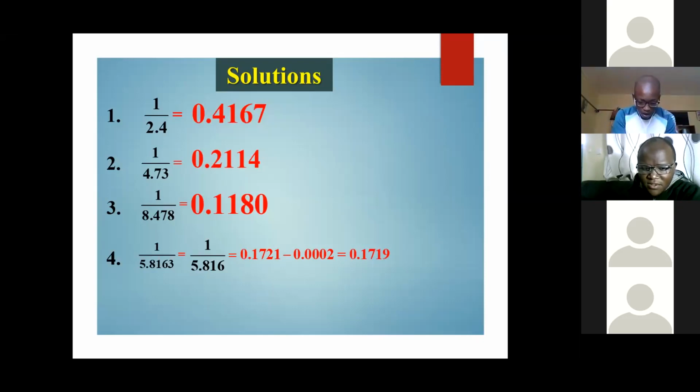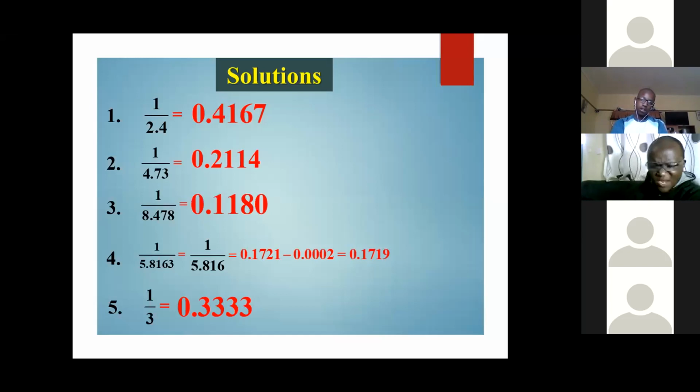So what you needed to do first is to do the rounding off to 5.816. And then you read out the values from the table. And the mean differences column, you have to subtract 2 at the end. Then 1/3 is 0.3 recurring, so 0.3333. I believe that is what you got. Anyone with a problem? Especially whoever wanted us to go through this, it could be a challenge to him.